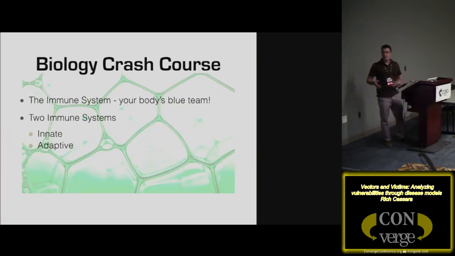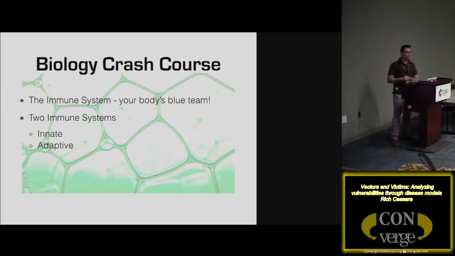So first, I want to make sure everybody's on the same page. We're going to do a quick biology crash course because we're going to be comparing and contrasting biology and information security. Being an information security conference, I assume most people are set with a lot of the basics there, but we may or may not have the same foundations in biology. The primary thing we need to understand for this is the immune system, which is the blue team for your body. It's going to defend you from diseases and other bad things trying to get in and possibly harm your body system.